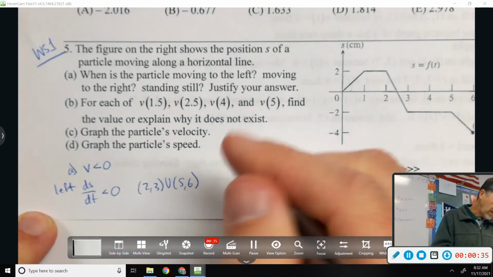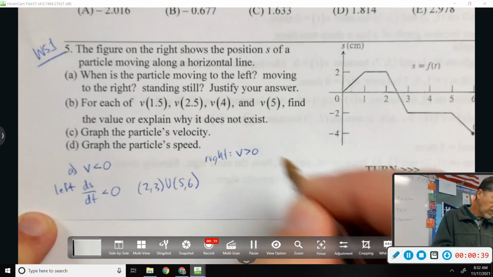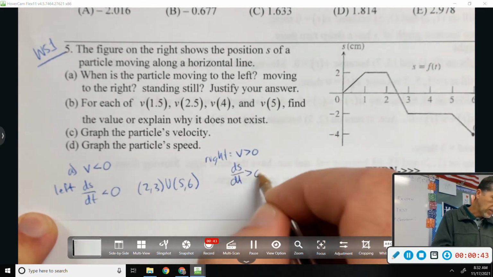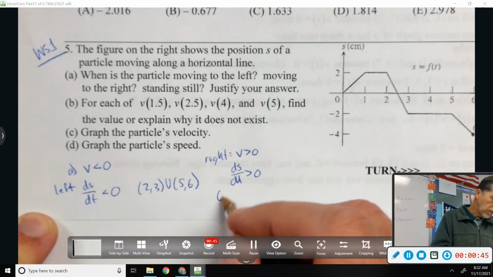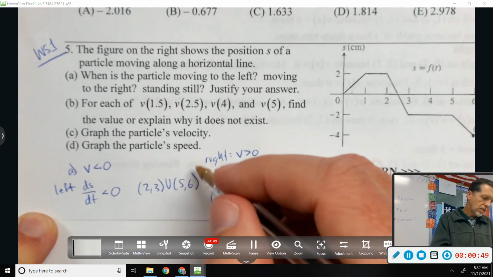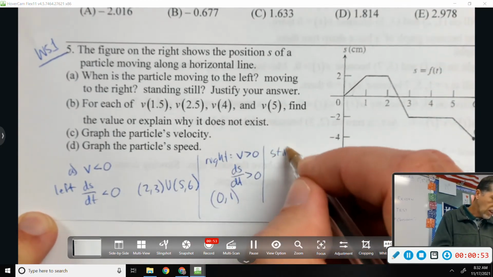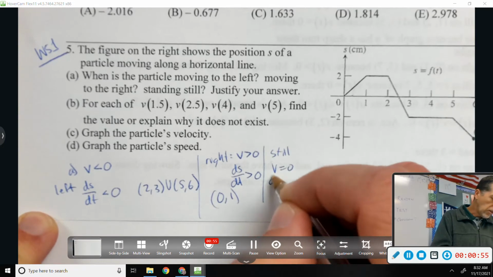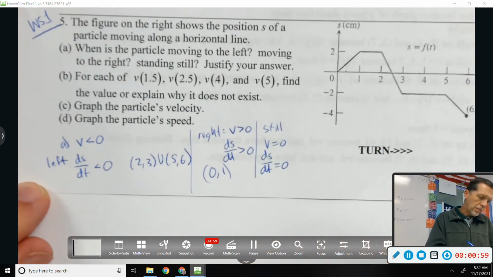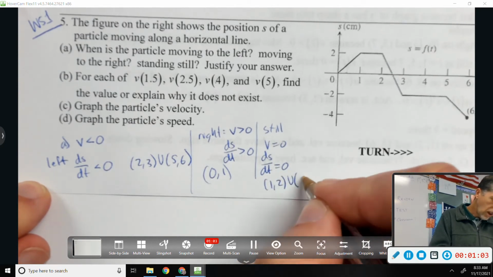Moving to the right, when v is positive, that would mean ds dt is positive. So that would be 0 to 1, then just 0 to 1. And it's still when v equals 0, but v is ds dt. So we're not moving from 1 to 2 and 3 to 5.